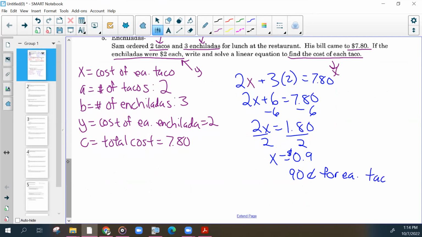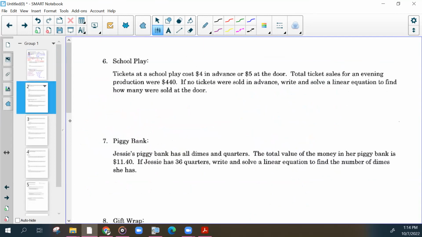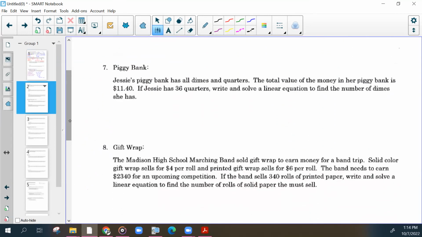Cost 90 cents for each taco. Right, we're going to do one more of those types of problems. Number 7: now we have a piggy bank. Jessie's piggy bank has all dimes and quarters. The total value of money in her piggy bank is $11.40. Jessie has 36 quarters. Write and solve a linear equation to find the number of dimes she has.